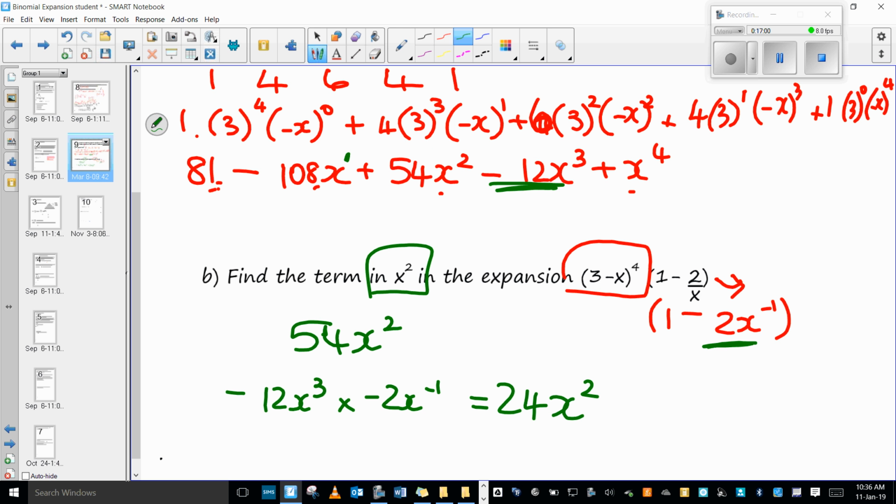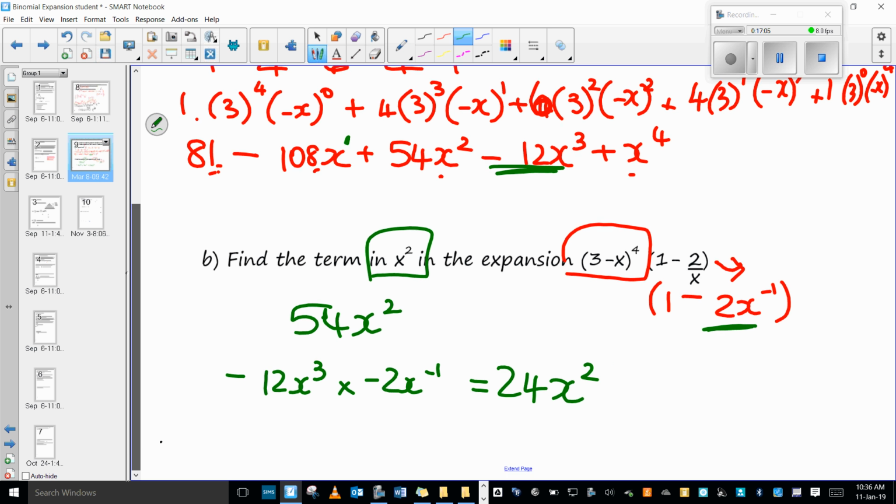And so that meant we had 2 terms that have an x squared. So our final step is just to join those together. Obviously we would add them, so that would be 78x squared. So the term with an x squared in that expansion is 78x squared.